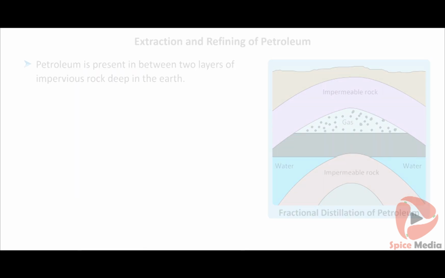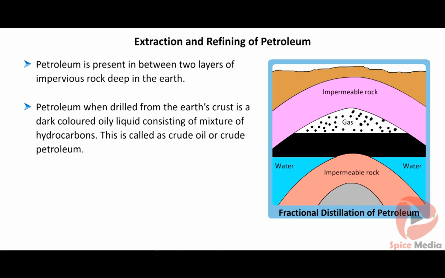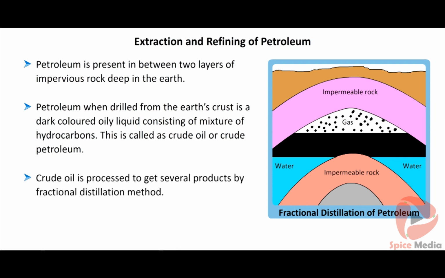Petroleum is present in between two layers of impervious rock deep in the earth. Petroleum, when drilled from the Earth's crust, is a dark-colored oily liquid consisting of a mixture of hydrocarbons. This is called crude oil or crude petroleum. Crude oil is further processed to get several products by a process called fractional distillation.